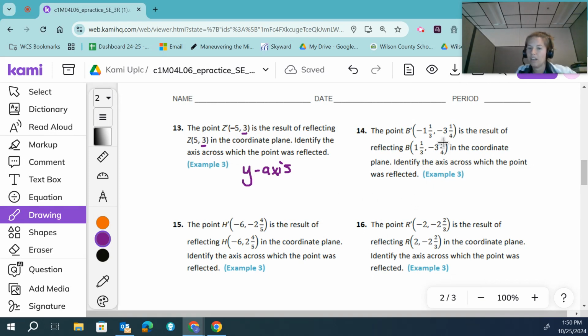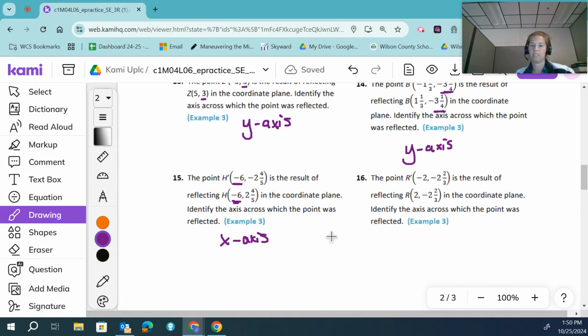This one here, again, this is the ending point. So we started here. It looks like my y stayed the same, and I took the opposite. So again, across the y-axis. This one, negative 6, negative 6: my x stayed the same, and we took the opposite of the y. So my x-axis was the one that was reflected. Try number 16 on your own.